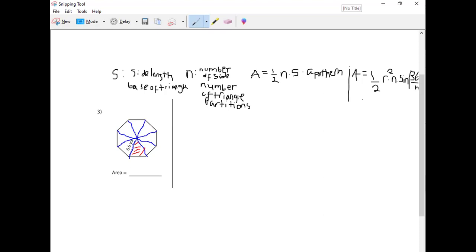So that's all this first formula is saying. Step 1 for this is to partition your polygon and find the number of triangles you have, which is the number of sides. Or you could just say step 1 is find how many sides you have.